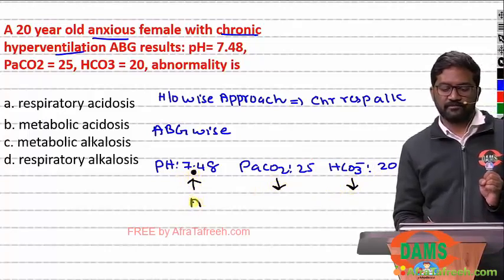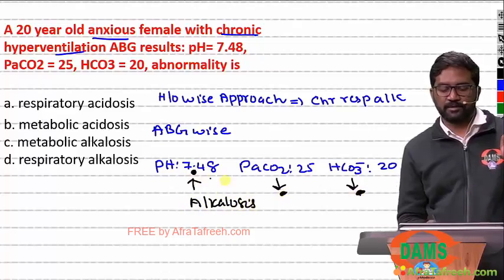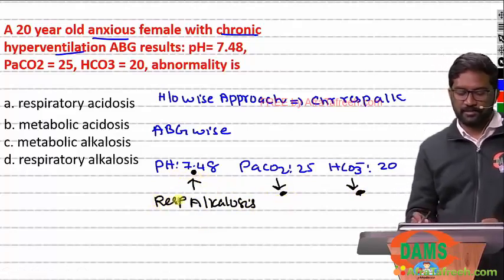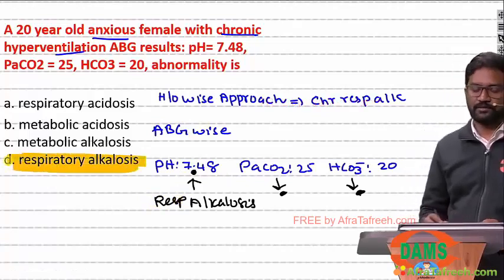Increased pH is alkalosis. What is primary? Change in pH with respect to parameters. It is in the opposite direction. So what should be the primary? Respiratory. So the best answer is respiratory alkalosis.